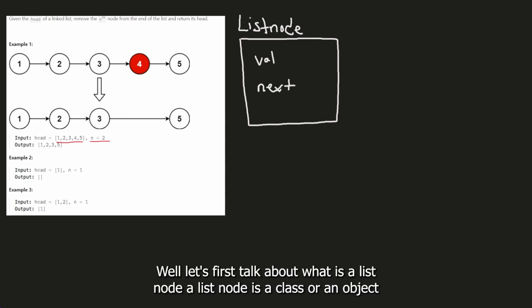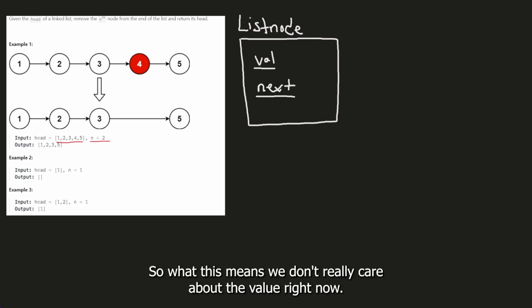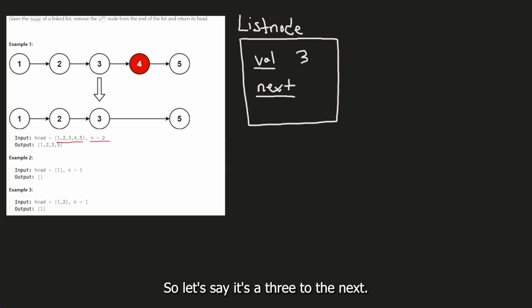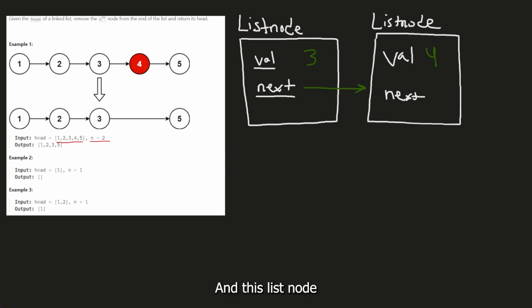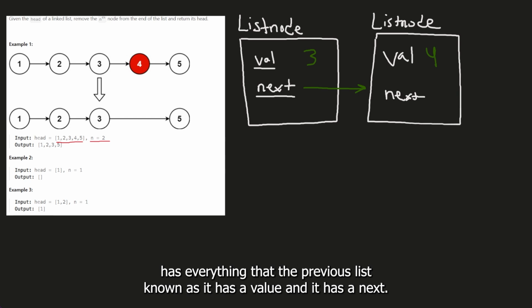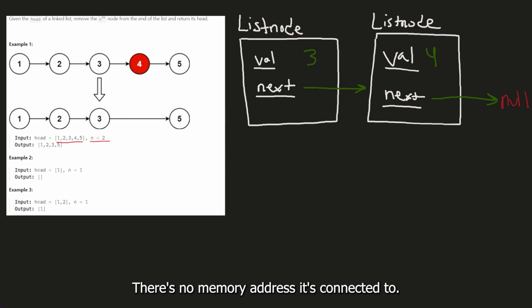How do we do this? Well, let's first talk about what is a list node. A list node is a class or an object where it holds a value, and it holds the next list node pointer. So what this means, we don't really care about the value right now. The value just holds the number, so let's say it's a 3. The next holds a pointer address to a memory to another list node. And this list node has everything that the previous list node has. It has a value and it has a next. So this can either connect to another list node or it can connect to a null pointer, which is just nothing. There's no memory address it's connected to.